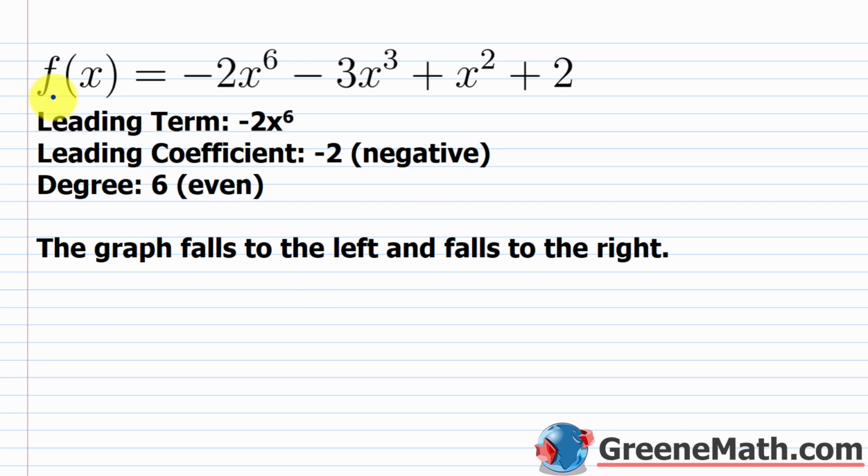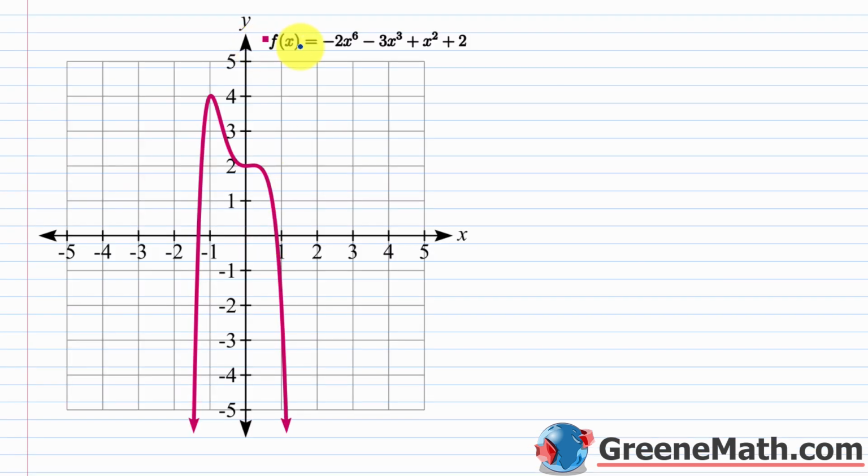All right, another example. So f of x equals negative 2x to the sixth power minus 3x cubed plus x squared plus 2. So the leading term here is negative 2x to the sixth power. The leading coefficient is negative 2, which is negative, and the degree is 6, which is even. So for this one, think about the upside down parabola. So the graph falls to the left and falls to the right. Again, when you're thinking about the end behavior, looking at this guy, here's your f of x equals negative 2x to the sixth power minus 3x cubed plus x squared plus 2. Again, it falls to the left and falls to the right.